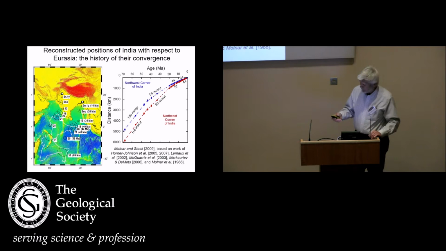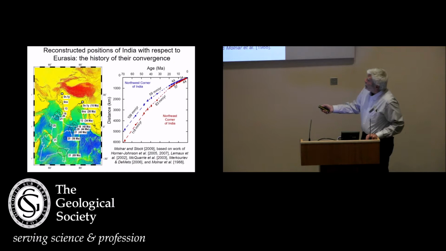This is shown here, reconstructions of India. India here is cut off at the Himalaya. Of course, all the rock in the Himalaya is Indian rock. Shown here at 45 million years ago or so, approximately when collision took place, way back here near 70 million years ago, and at various times of easily identified magnetic anomalies. So on the right, the blue is showing the distance from the present position going back on the northwest corner of India up there, and the red showing the northeast corner.